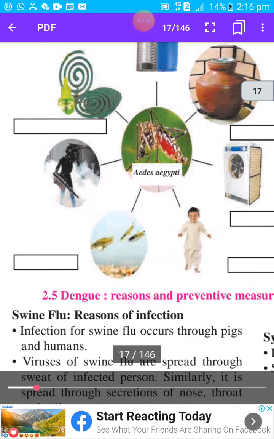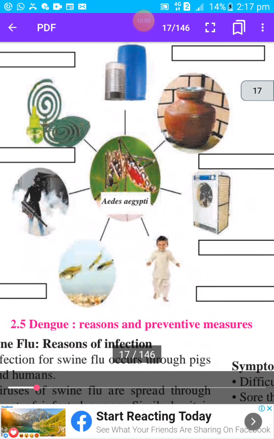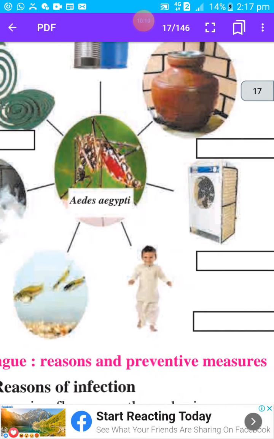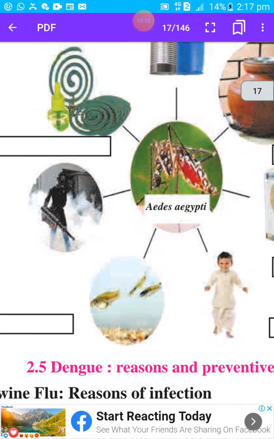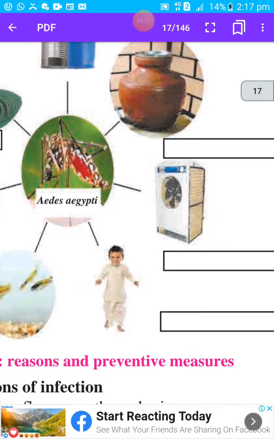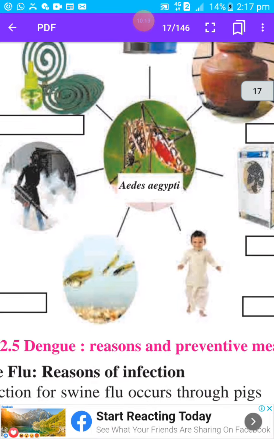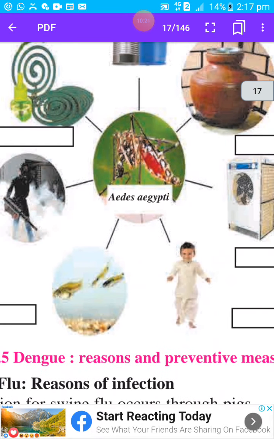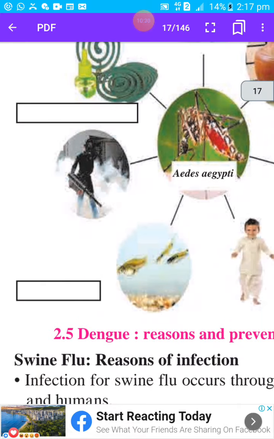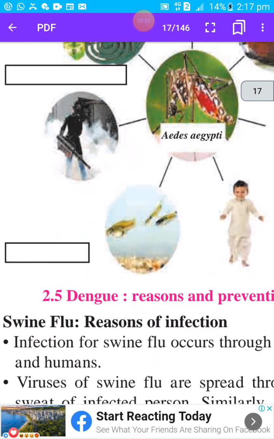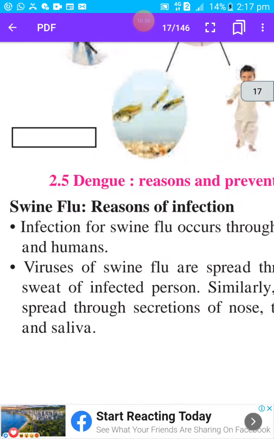So how can we prevent? We have to cover our body fully with clothes. Then we have to use the mosquito coil. Then we have to ensure that no water logging is there around our house or inside our house also. We have to check whether there are some open pots which contain water. Then we have to spray insecticide which will kill this mosquito's eggs and the mosquito.